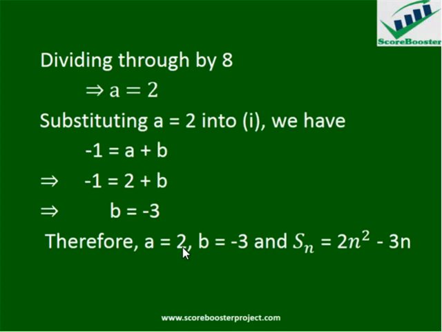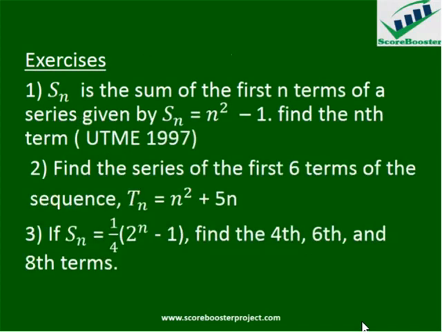And if you substitute this into the nth term of the series, we have an squared plus bn. So the value of a is 2, and the nth term of the series now becomes 2n squared minus 3n. And that completes the solution of the example. So here we move to exercises. We have to solve these exercises to check if we really understand what we have been explaining.